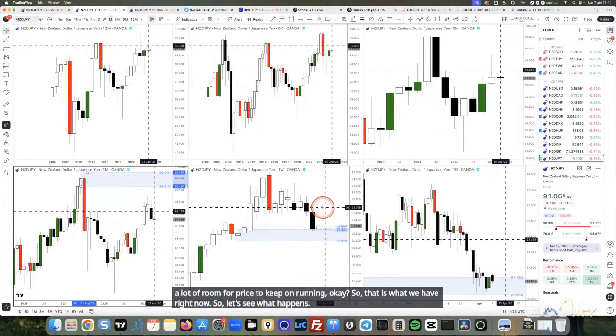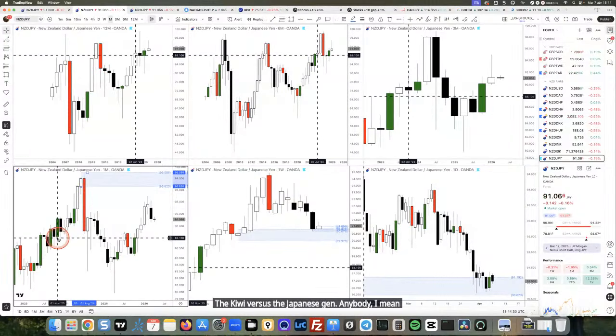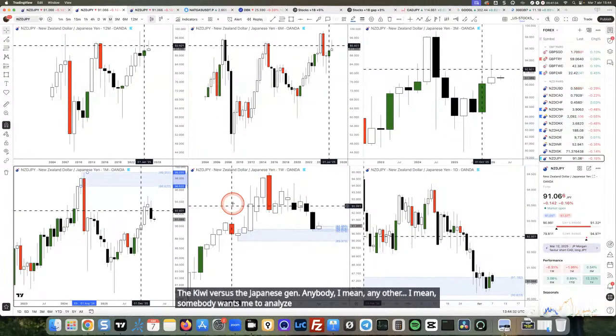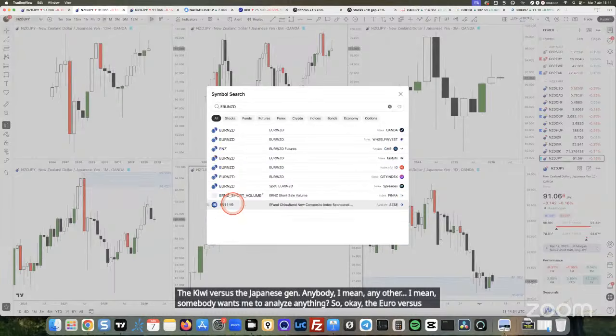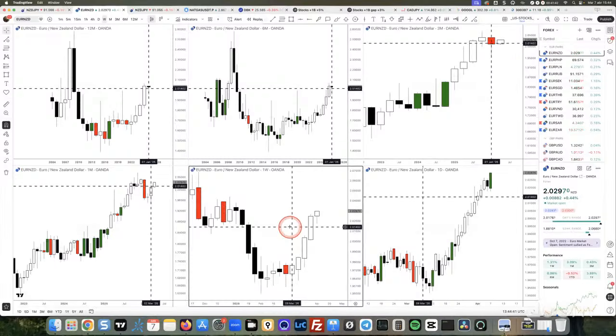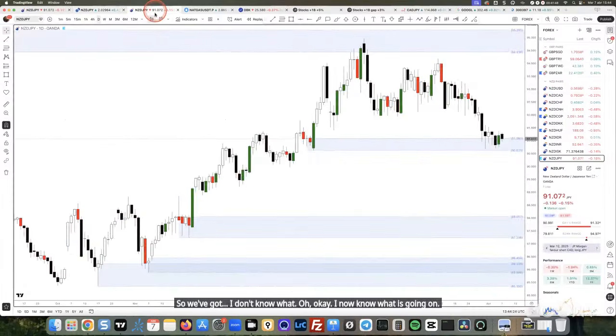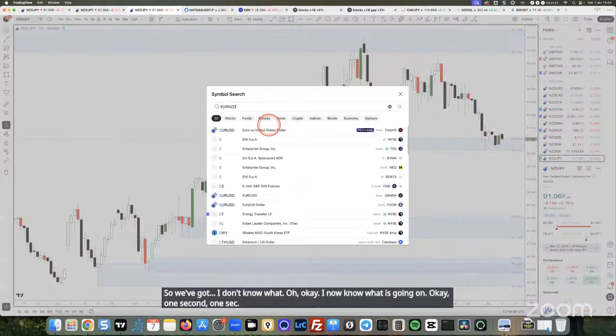So this is the Kiwi versus the Japanese yen. Does anybody want me to analyze anything? Okay, the Euro versus the Kiwi dollar. We've got the supply level in control, but the weekly is no longer in a downtrend. So we've got, okay, I now know what is going on. One sec. Okay, the Euro Kiwi.